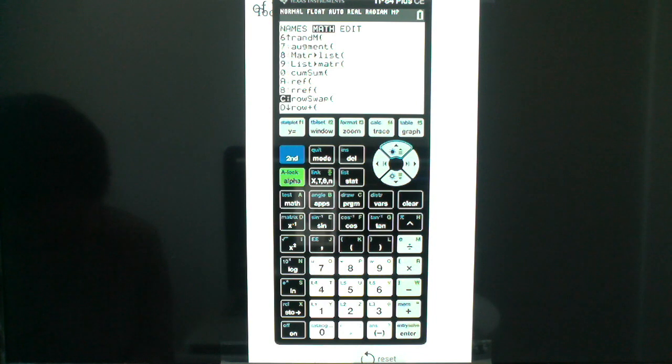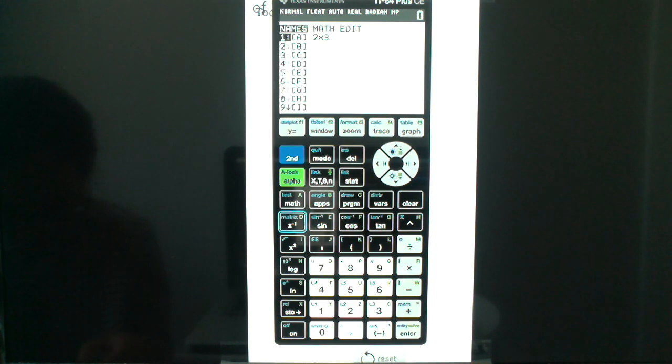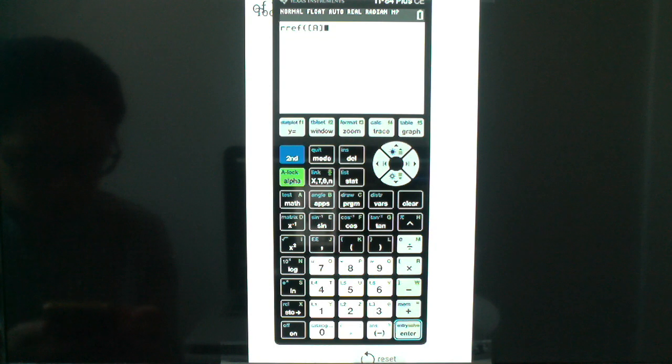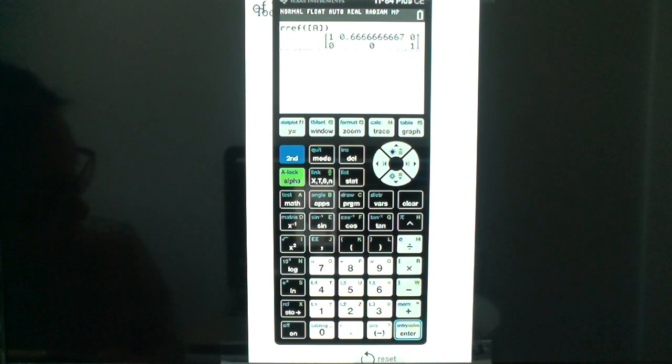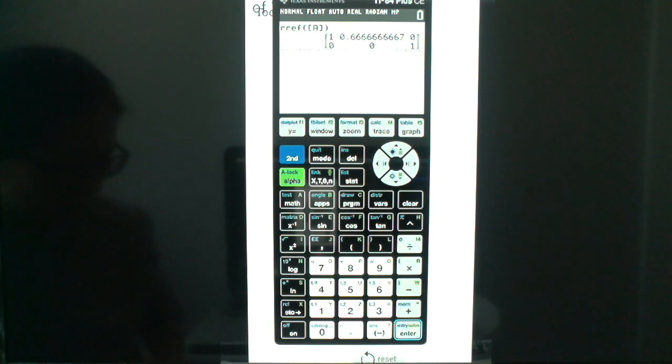Right there. Enter. So now it's time to bring up what we made. So bring up A and close the parenthesis. Finally, let the calculator calculate. So it looks like this. Okay? But I want you to pay attention to what this is.